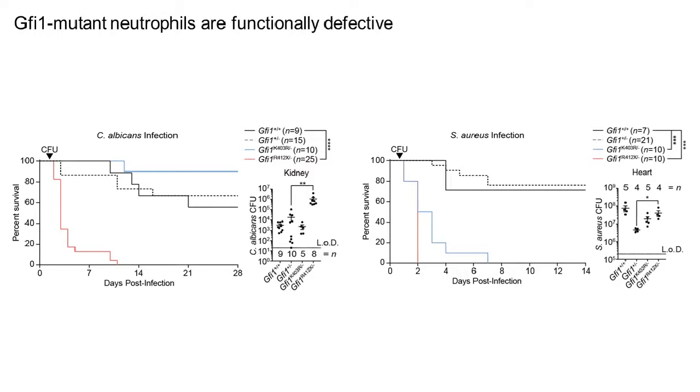albicans and Staph aureus. Following infection with C. albicans, the R412X mice succumbed very quickly. However, the K403R mice, which have normal numbers of neutrophils, survived perfectly fine. However, during a Staph aureus infection, both K403R and R412X mice succumbed very quickly. These results suggest the presence of two defects in the mice. The first is production of neutrophils, and the second is the function of neutrophils, which is independent from their production.